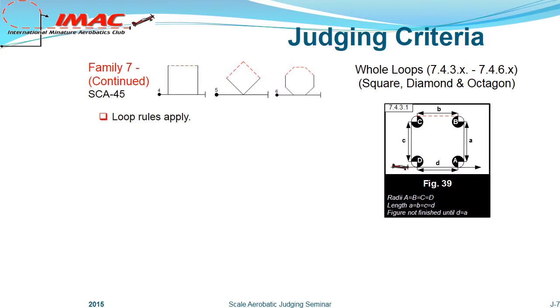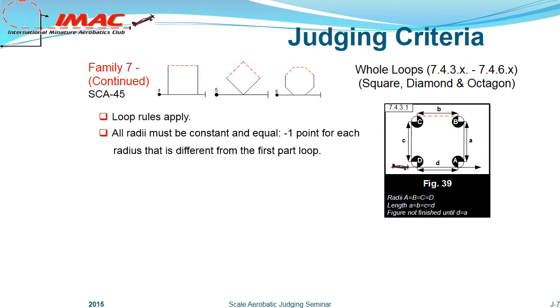The next subdivision of whole loops is the square, diamond, and octagon loops. While all common looping rules apply, there are several unique rules in this subdivision. This subgroup also contains partial loops of either 45 or 90 degrees. The radii for all the partial loops must be the same as indicated in Figure 39. The first partial loop sets the standard to which all the remaining partial loop radii must match.